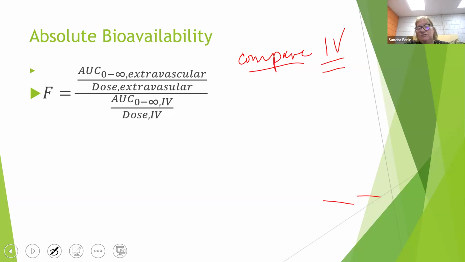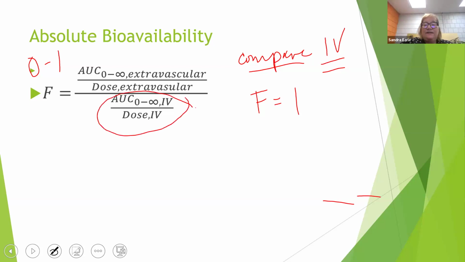Remember, given something intravenously, you're giving the drug right into the systemic circulation. Therefore, that's the gold standard. An IV has a bioavailability of 1 by definition, doesn't it? Bioavailability is going to range between 0 and 1. It's a fraction of drug that we give that makes it to the systemic circulation. So we're going to always compare it to the IV. The IV will always be in the denominator when we're comparing the bioavailability to another route of administration.